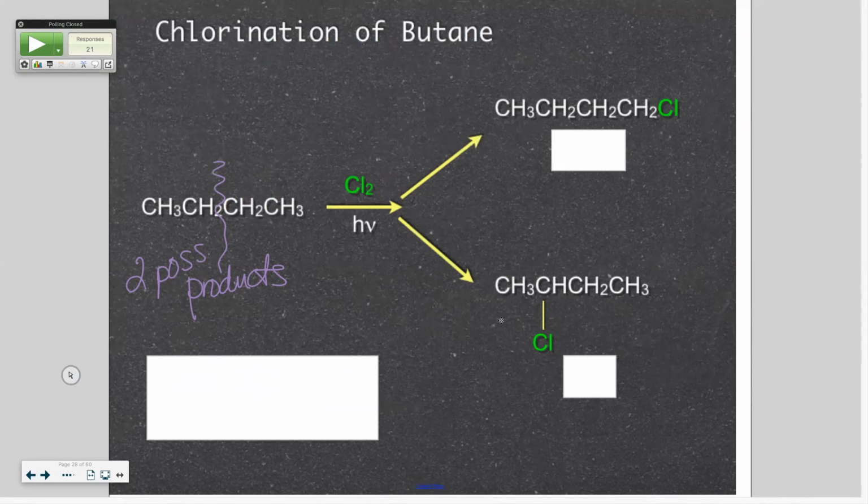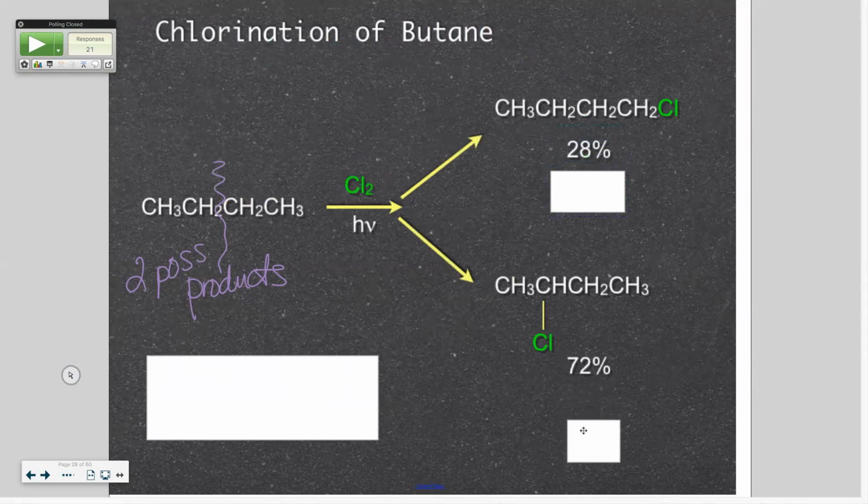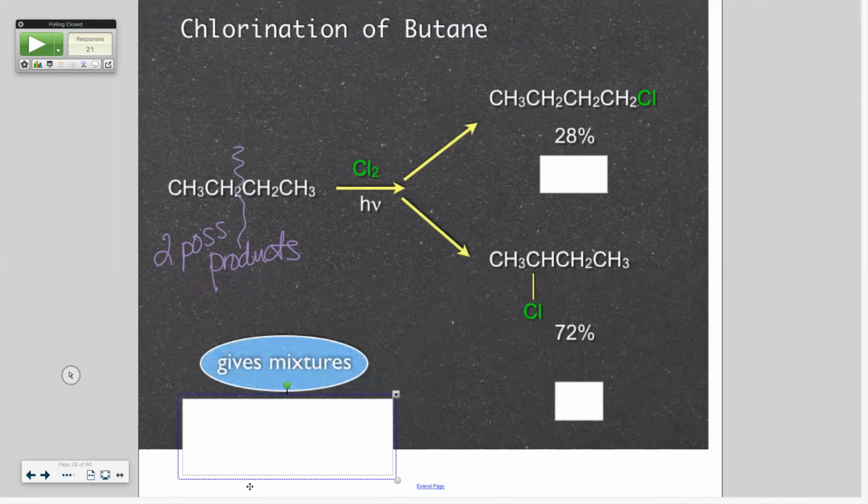Well, here's what it is. It's 28 to 72. The bottom one actually was more. The big thing to learn from this is that when you use chlorine, you get mixtures. You get all the possibilities. And it's hard to predict which one is going to be major.